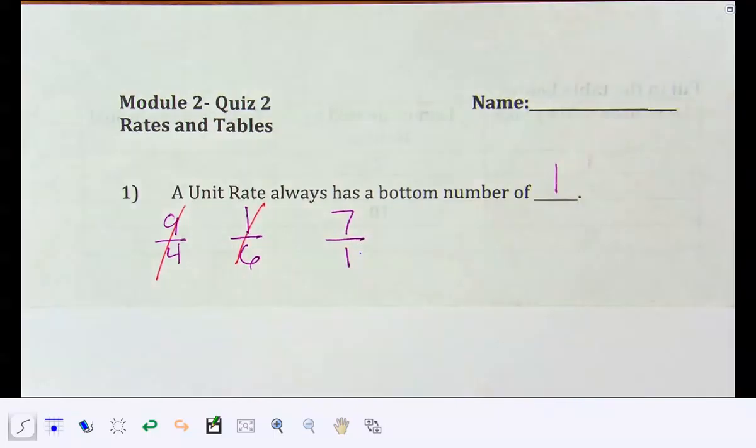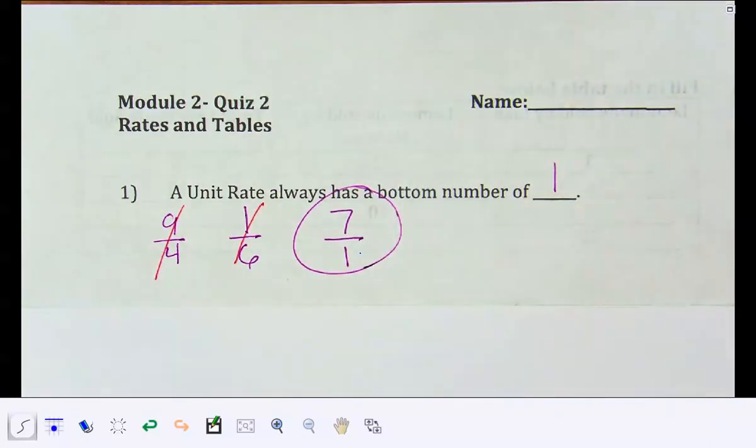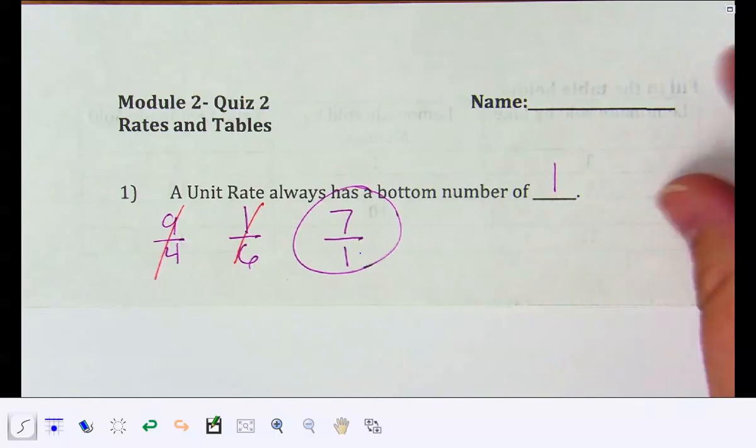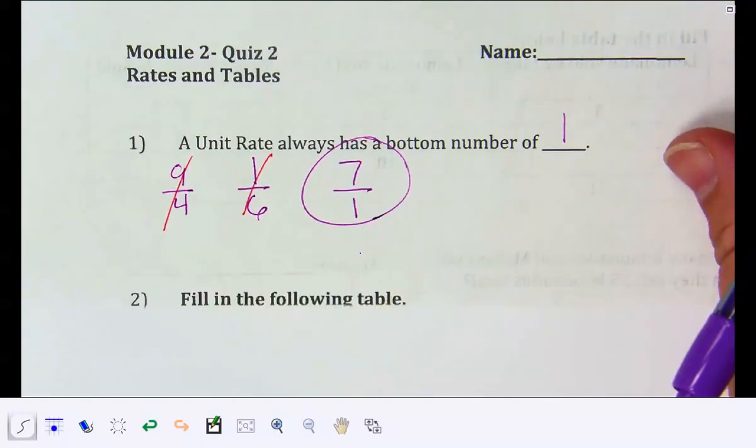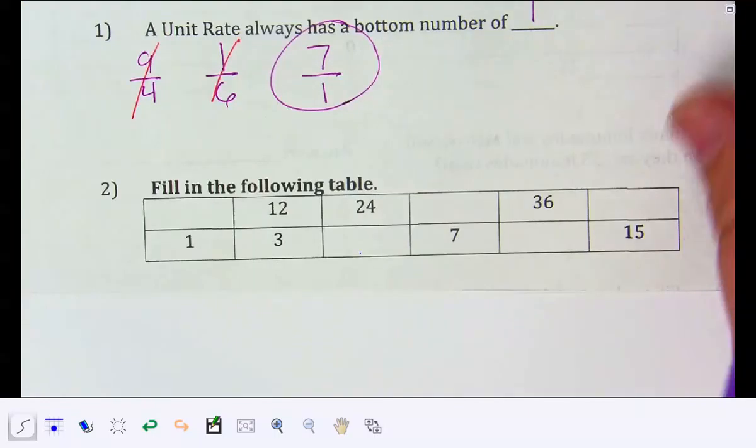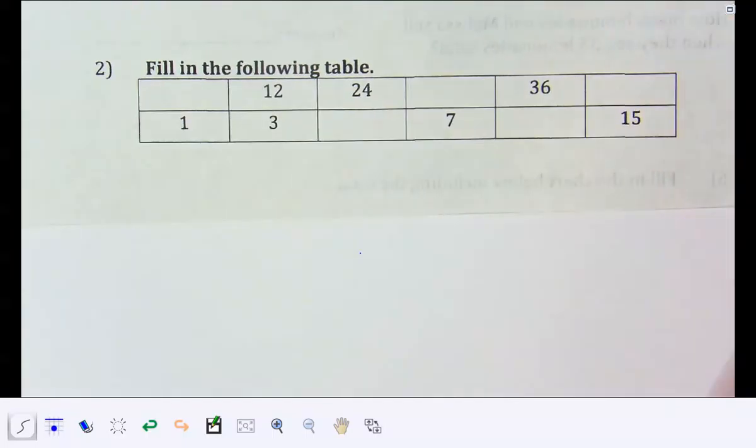Okay, so I guess my only option then is, how about this? 7 to 1. Is that a unit rate? That is a unit rate. That's 7 to 1, meaning that the bottom number is a 1. Okay, so it has to have a 1 on the bottom, guys. Pretty simple on that. All right, number 2 says fill in the following table.